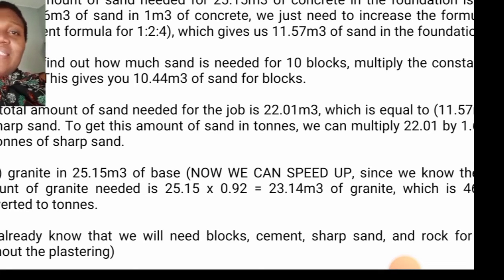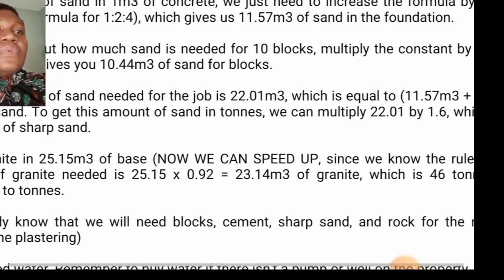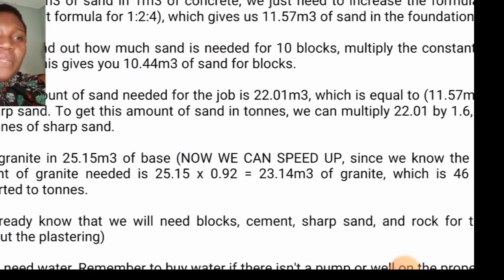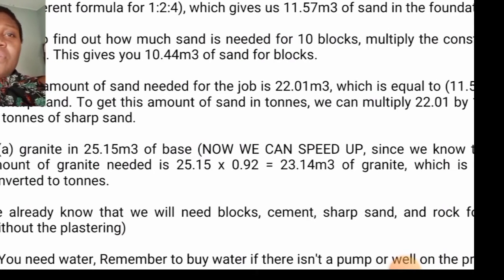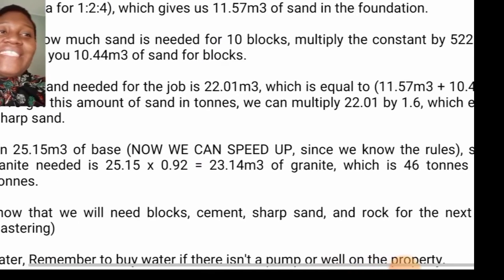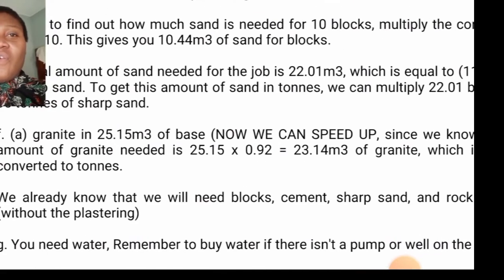So now granite. Granite in 25.15 meter cube of base. Now we can speed up since we know the rules. The amount of granite needed is 25.15 multiplied by 0.92. That will give us 23.14 meter cube of granite, which is 46 tons of granite when you convert it to tons.